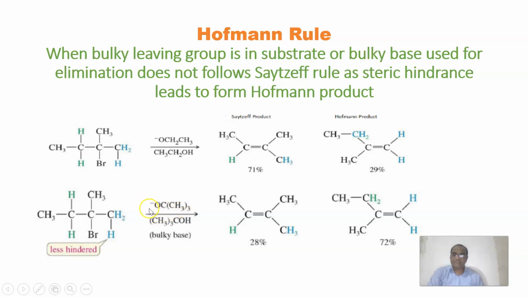But you should understand that Hoffman states when there is a bulky base or bulky substrate. So we have taken an example of a bulky substrate. So this bulky substrate can easily abstract the hydrogen compared to this one. Right? So the blue color hydrogen is easily abstracted compared to this other hydrogen. That is why it removes it and forms the major product. Right? So this product is said to be the Hoffman product. So the Hoffman rule works only when there is a bulky base or bulky substrate. Right?